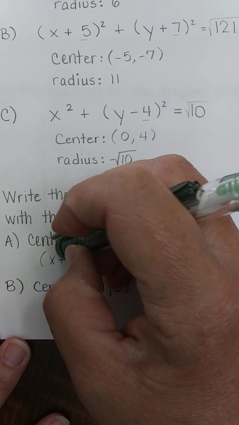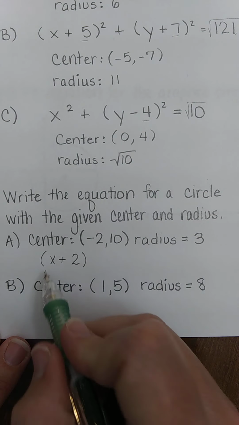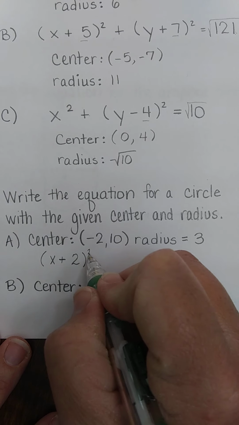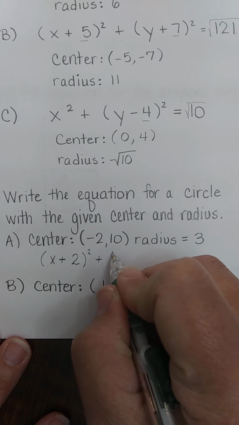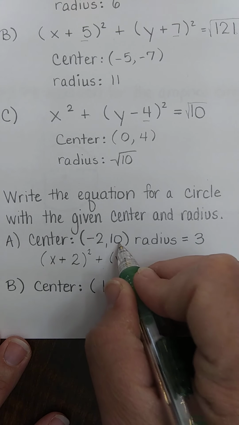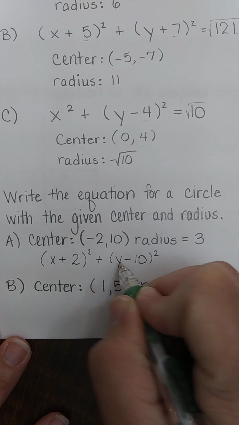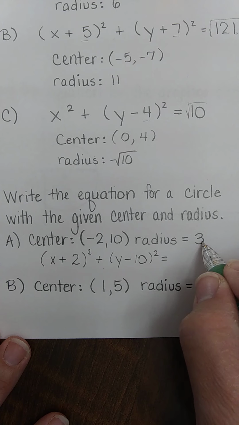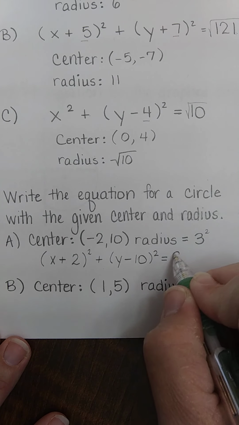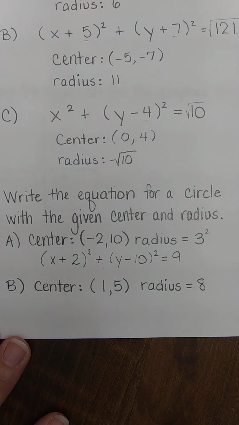Right, those, bam, bam. So we really have (x + 2)² + (y − 10)², and our k value is 10. Don't forget your squareds. Equals, and then this is the radius, and remember we do the radius squared, so 3² is 9. So (x + 2)² + (y − 10)² = 9 would be our equation.